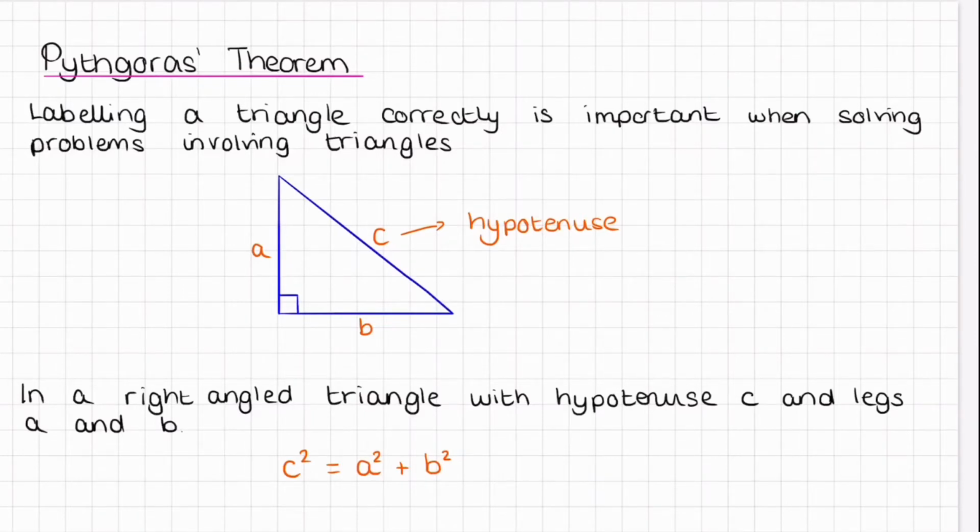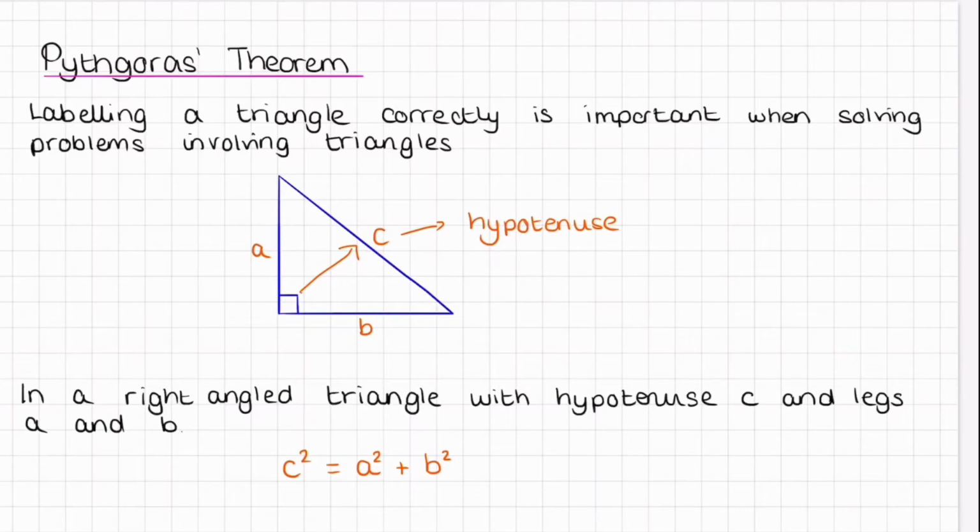Now, an important part when we are looking at triangles is that we label triangles correctly. So if you look here in this lovely picture I drew, the longest side is always C and we call that the hypotenuse. And the other two sides are A and B. It doesn't matter which way around A and B go, the main thing to recognise is where the longest side of the triangle is. It's always opposite the right angle. And as I said, we call that the hypotenuse.